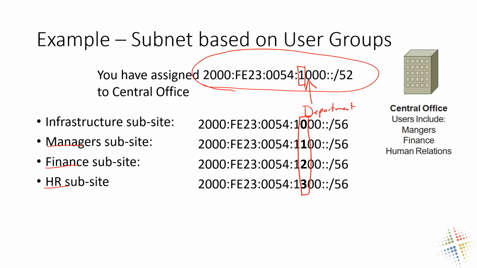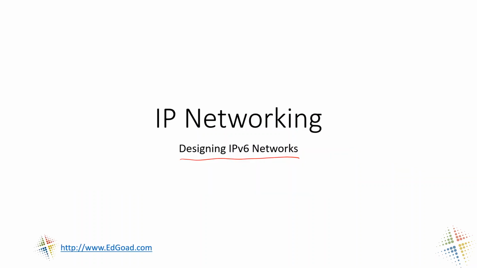Well, maybe I need further subdivision. Maybe one of those is a lab. So instead of managers or finance, it's a lab. And so then I can break out and say, well, okay, this is lab 1, this is lab 2, this is lab 3, and so on. And so I can start asking for more and more IPs from my ISP so that I never have to worry about any conflicting IP addresses in my entire organization or throughout the entire world. So there you go. That is an introduction to designing IPv6 networks.